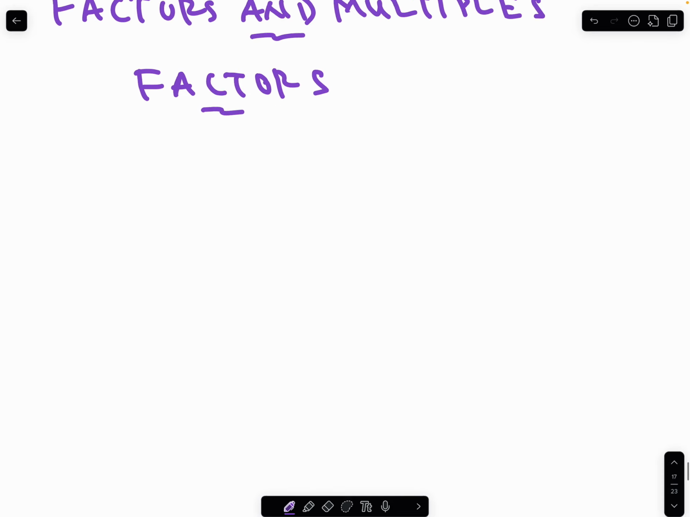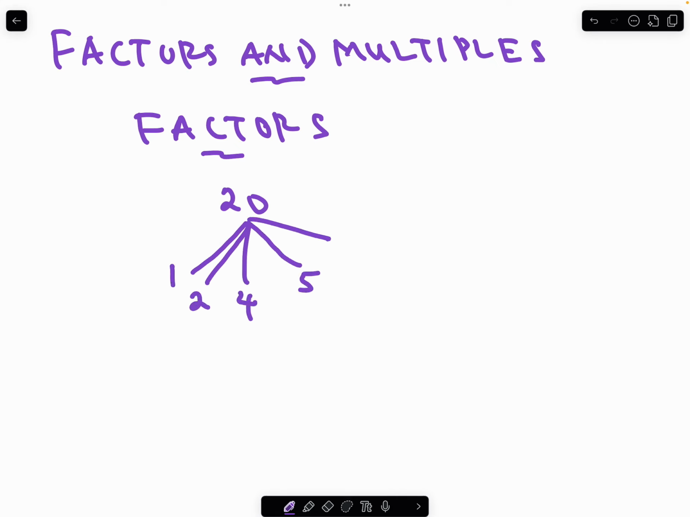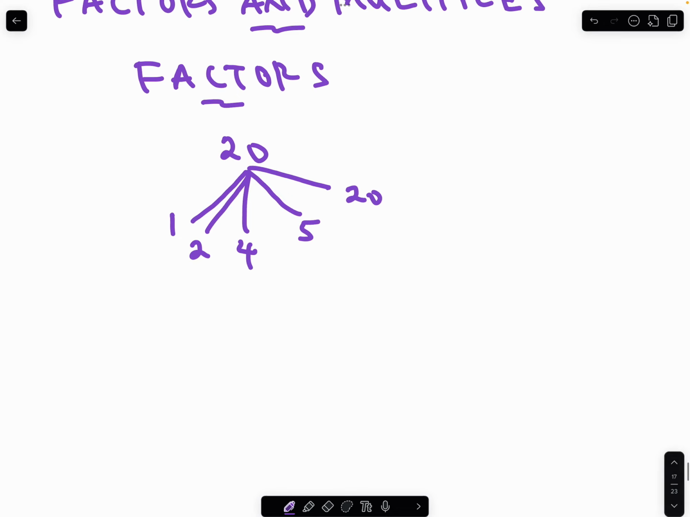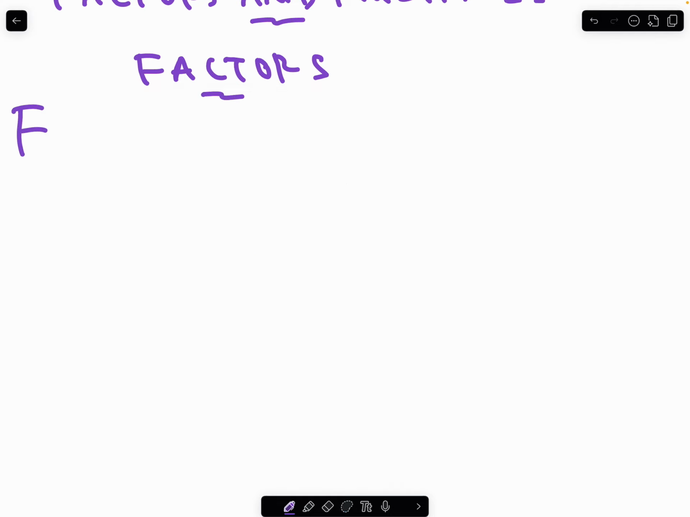The factors of a number are the numbers that can divide it without any remainder. For example, the factors of 20 are 1, 2, 4, 5, 10, and 20 itself. Note that 1 is a factor of every number and every number is a factor of itself. So let's now see how to write all of the factors of a number.